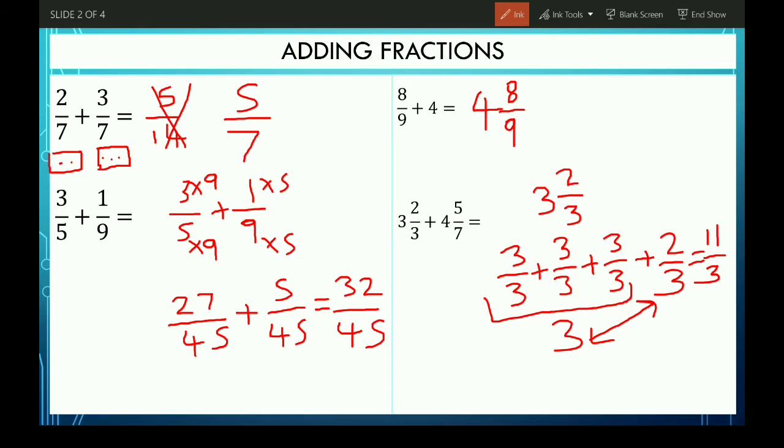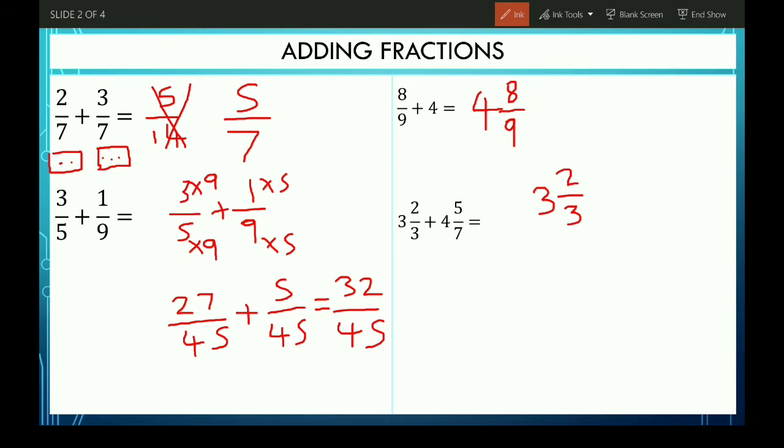Okay, so now that you understand what that fraction actually is and how it's based on the denominator, and that the 3 is made up of 3 over 3, 3 over 3, and 3 over 3, and when you add the numerators, you get 11 over 3, we can actually start answering this question now. You don't need to write all that out in the exam because that's going to take you time. There's a simpler way of doing this.